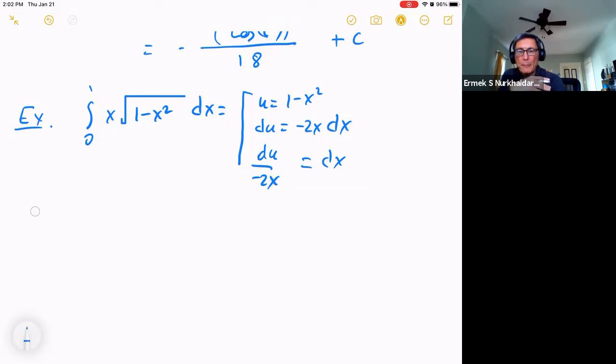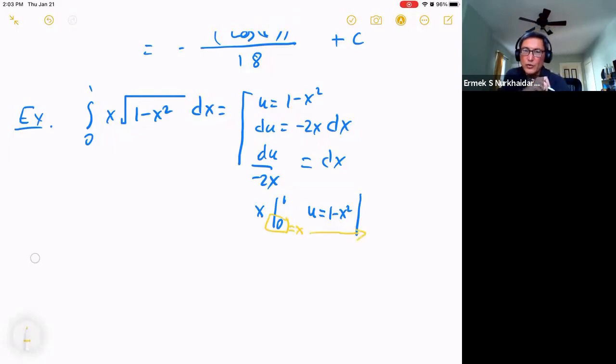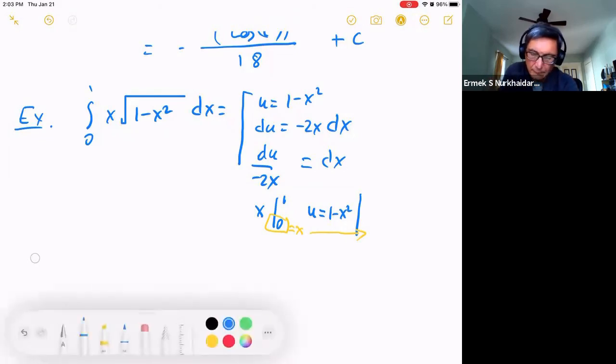For a definite integral, we're also going to put one more line. So our original limits for x go from 0 to 1. That implies u, which equals 1 minus x squared, is going to be changing. So on the bottom, we're going to write down what will be happening with u when x equals 0. So when x equals 0, u is going to be equal to 1 minus 0 squared, so it's going to be 1.